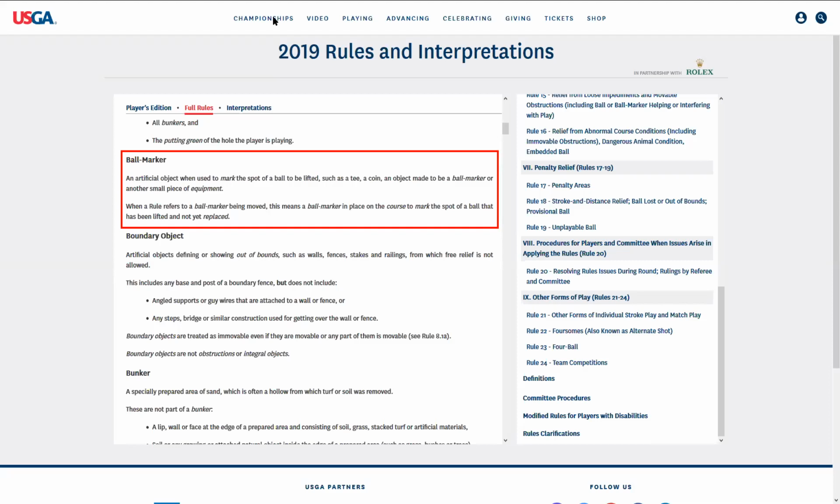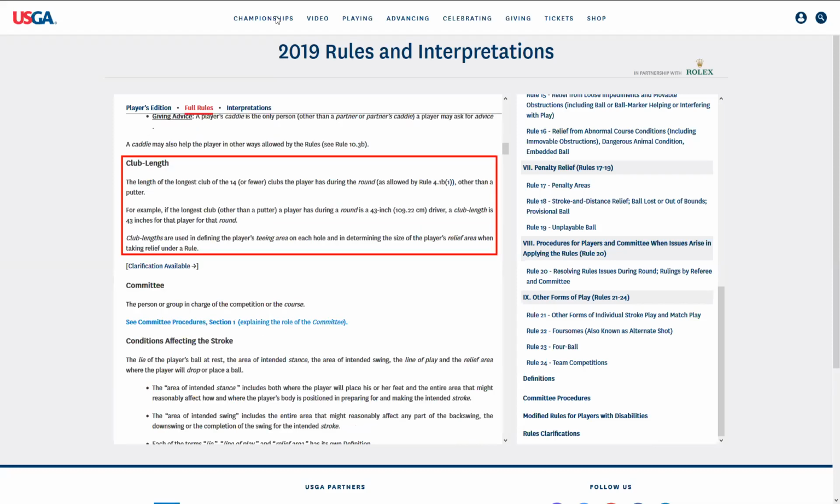Club length. Next page. We've talked about this. Let's look at the definition. The length of the longest club of the 14 or fewer clubs the player has during the round as allowed by 4.1b1, other than a putter. And the example they give is if your driver is your longest club other than a putter, and it's 43 inches, a club length will be 43 inches.